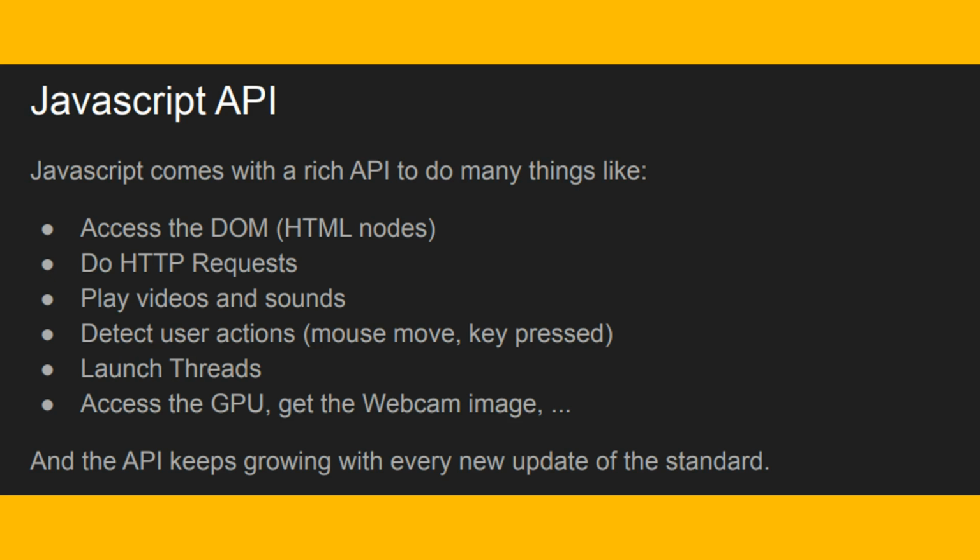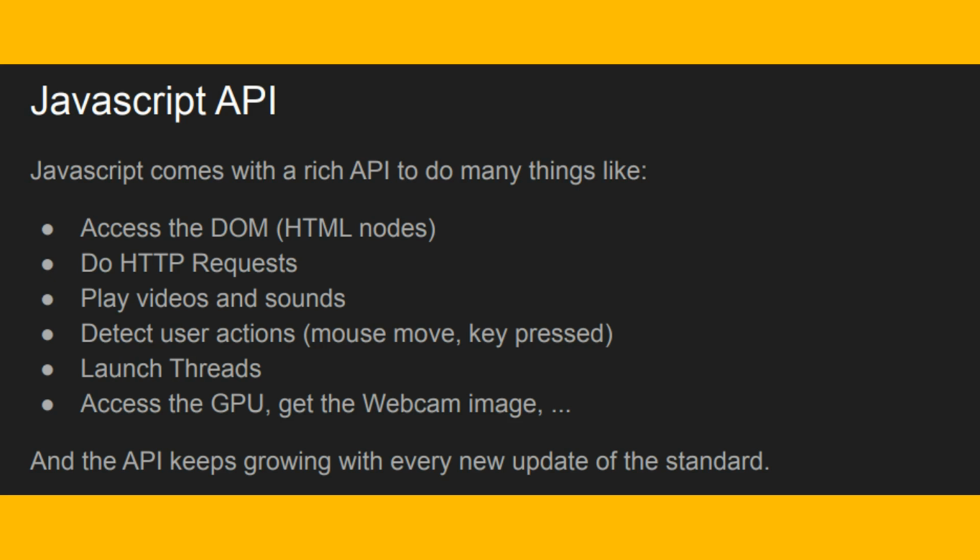Play videos and sounds, that is another API of JavaScript. Right now, the video you are seeing has a pause button and a next button. When you click the pause button, this video will pause, and that is thanks to JavaScript, the interactivity. We have detecting users' actions: mouse move, on key press, do something like this, like that.